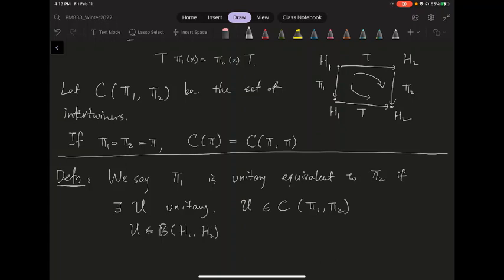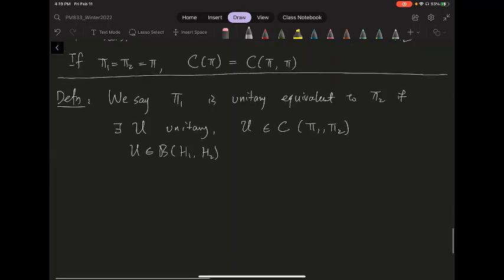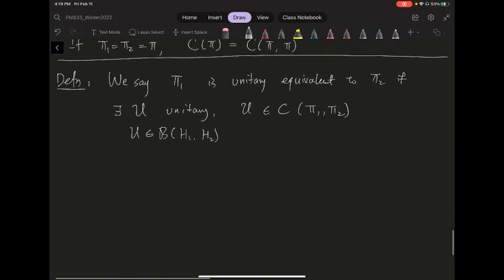Being a unitary, you can say it preserves the inner product. So the inner product on H1 is the same as the inner product you get by applying U and then taking the inner product in H2. Another way of saying it is that U star U and U U star are both the identity, one on H1 and one on H2. So you can define a unitary operator this way.